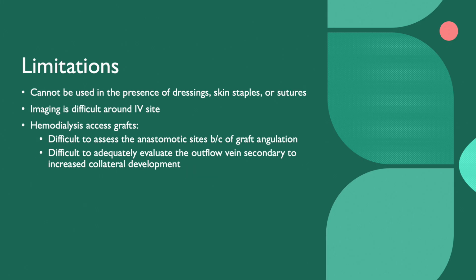Limitations here, again, dressings, skin staples, sutures. For the arms, imaging around IV sites is really difficult, and almost every patient you're going to have in a hospital setting is going to have an IV, and basically you're just not going to be able to see around the area with an IV. Hemodialysis access grafts are difficult to assess at the anastomosis sites because of the angle of the graft. It is also difficult to adequately evaluate outflow veins, secondary to increased collateral development.